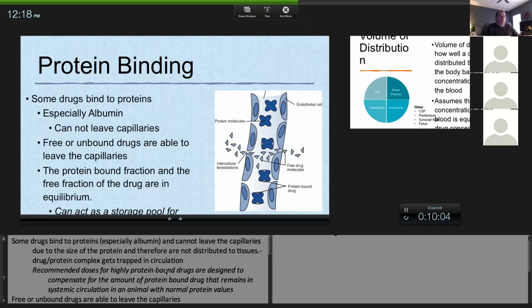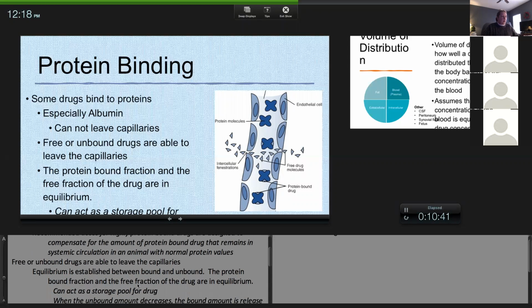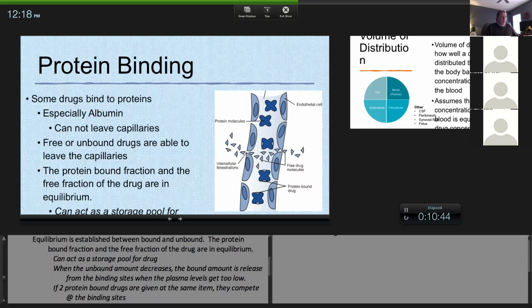There's a note: recommended doses for protein-bound drugs are designed to compensate for the amount of protein. When you have a dose of propofol, our normal range is 4 to 8 mg per kg. That dose range accounts for normal protein. If you have an animal that has low protein, you can adjust that dose. I've always said you can use lower amounts. You may have to give more, but you're better to undershoot and have to give more than give too much. There is a storage pool of the drug.